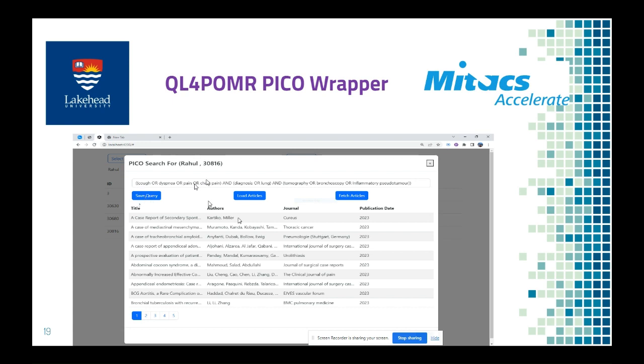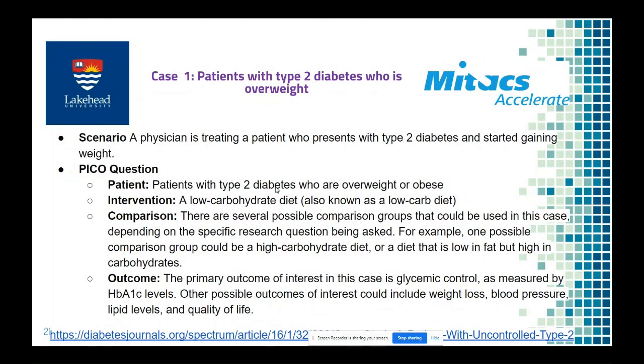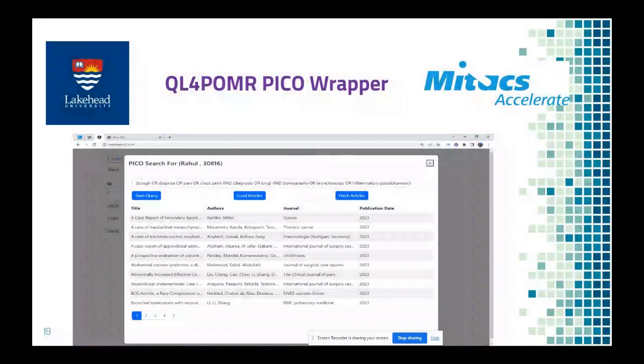This is again an open text editor, so if the user wants to mention any extra keyword, they can mention it here. And when we click on load articles, with the help of this query the system goes to the PubMed database and fetches the articles, and this is the list of articles connected with this PICO query. So this is the basic UI for our QLM or POMR PICO wrapper.